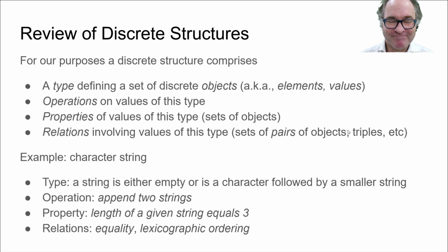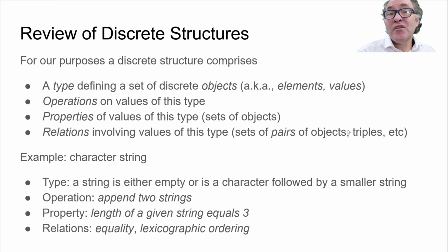Let's talk about relations. Equality of strings is a relation. You could say that ABC and ABC are in the equality relation, but ABC and DEF are not. The pair of strings ABC, ABC has the property that the two strings in that pair are equal, but the pair of strings ABC, DEF doesn't have the property of being equal. So we would say that the pair ABC, DEF is not in the equality relation.